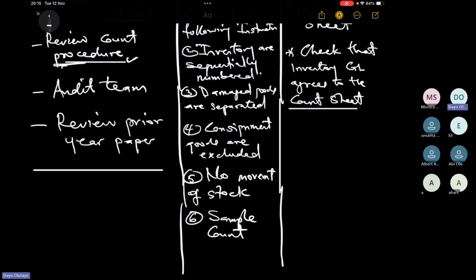Let me see what you recorded. Oh, you recorded 8. That's fine. You don't need to be counting everything with him, but you can just randomly pick one shelf and do a sample count. Yeah, just to be sure that it's counting accurately. That is it with inventory.